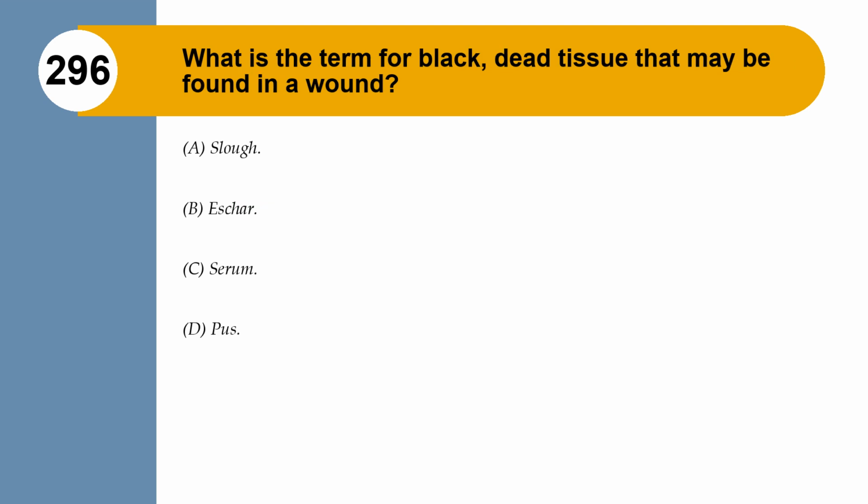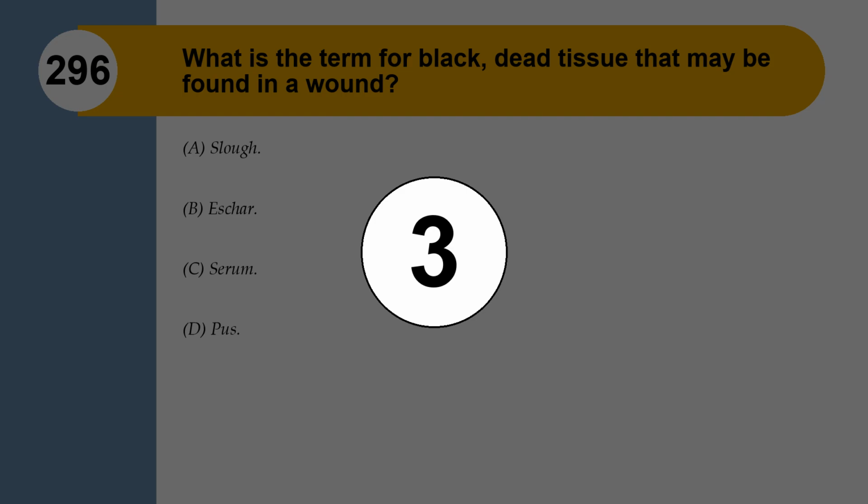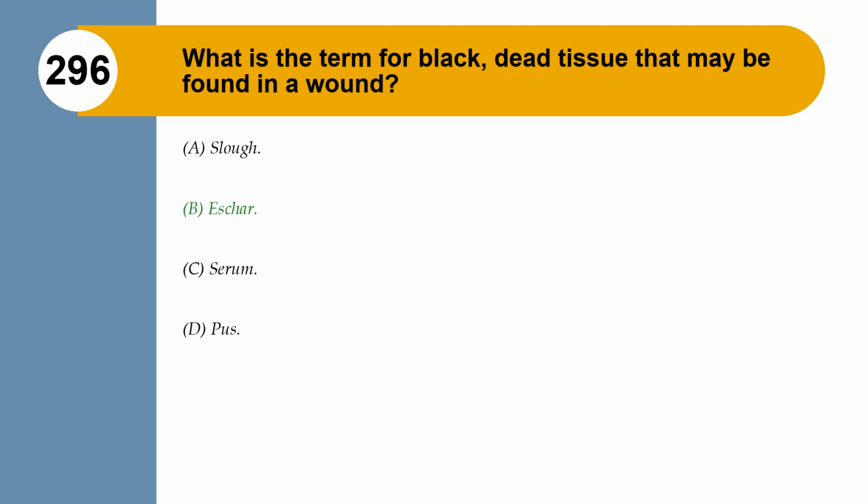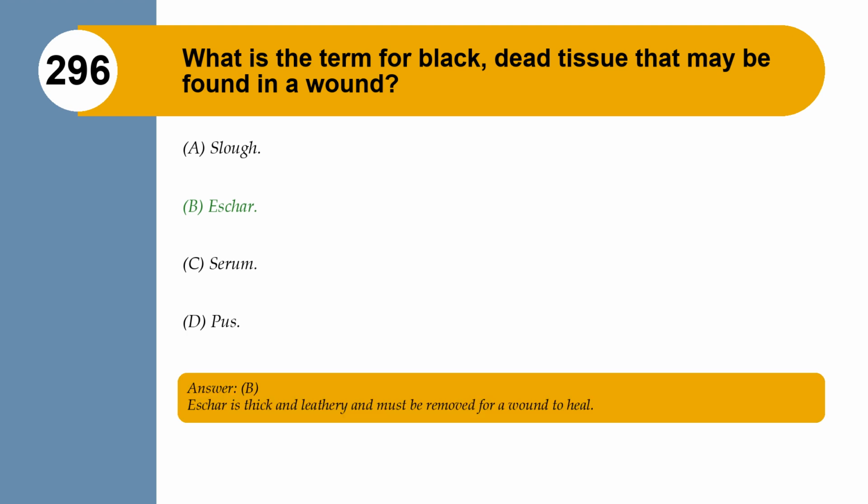Question 296. What is the term for black dead tissue that may be found in a wound? Option A, slough. Option B, eschar. Option C, serum. Option D, pus. The correct answer is option B, eschar. Explanation. Eschar is thick and leathery and must be removed for a wound to heal.